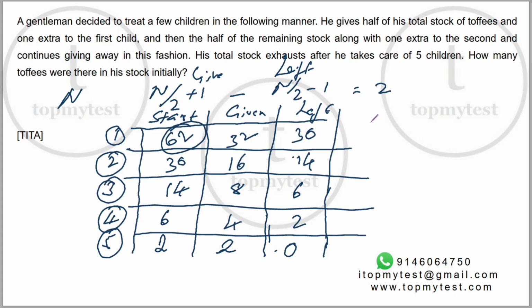Pretty straightforward question if you know how to go about doing it recursively from the back, right? Just plug in the values. This difference was the key. Once you do that, the question solves itself. That completes this particular question.